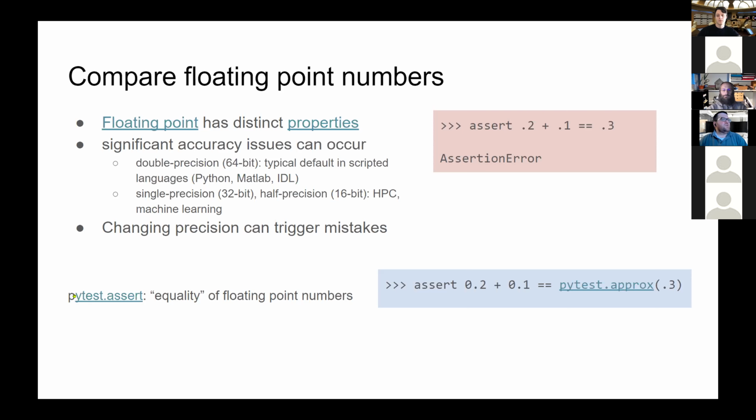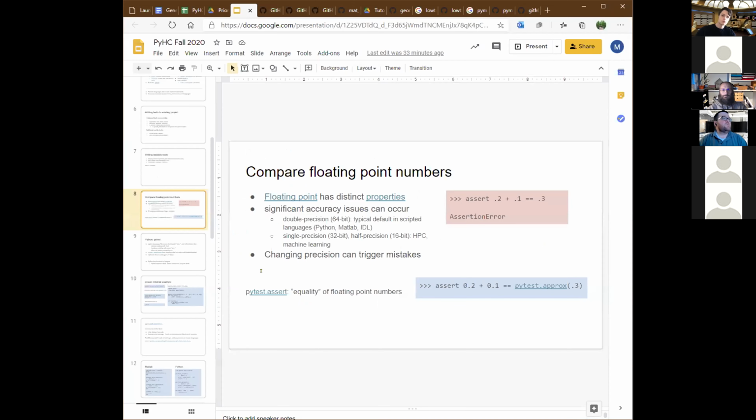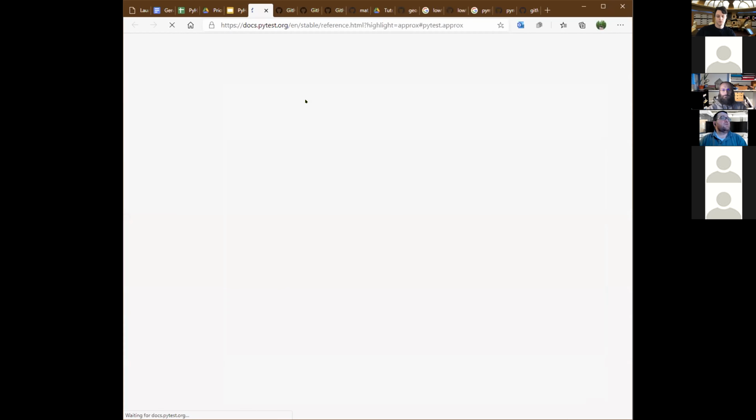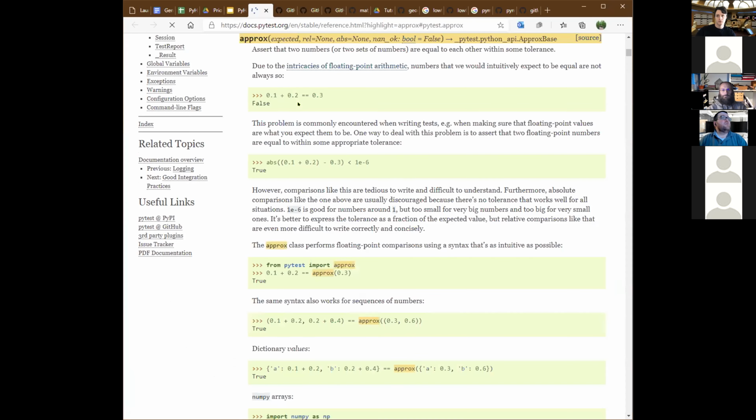So pytest assert helps handle this issue; it has a finite tolerance built in. Let me go back onto this link here. I was just going to show the API.